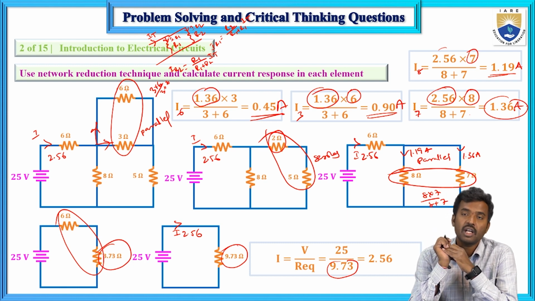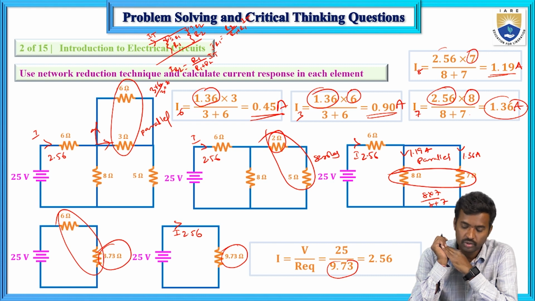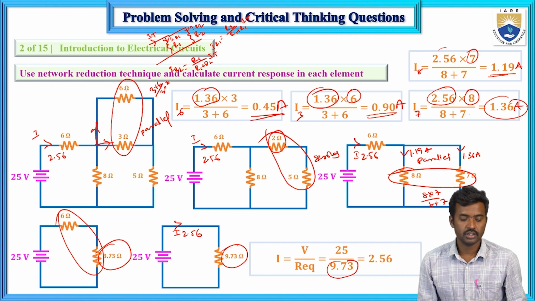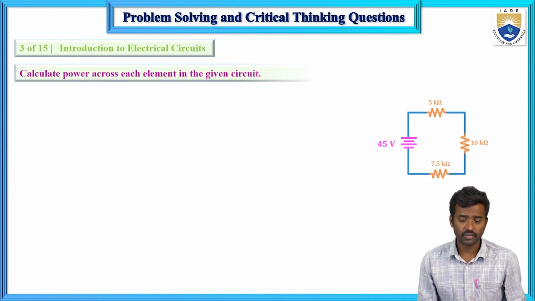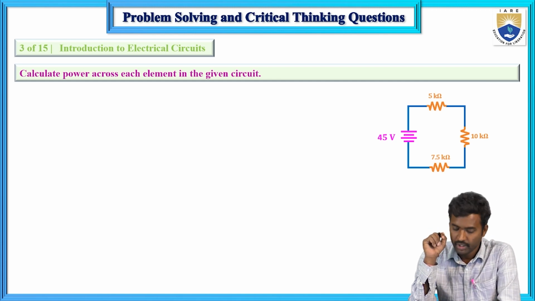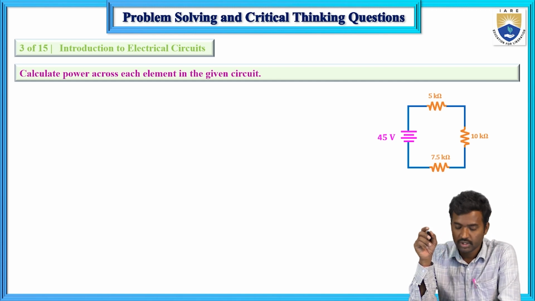From mesh analysis and nodal analysis also, we can determine the current response in each resistor, the current flowing through each resistor. Next, third problem: calculate the power across each element. Power across each element in this given circuit.